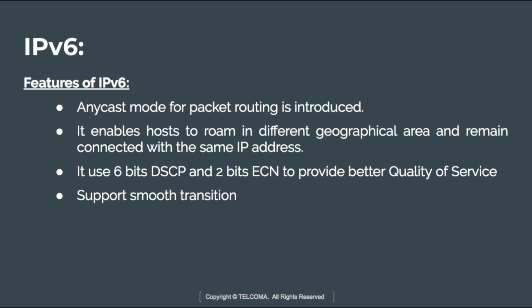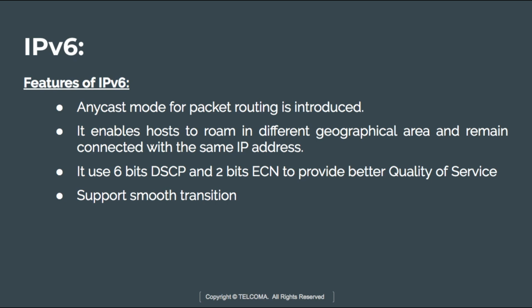It means here, as in IPv4, we have used a smaller number of bits for DSCP and ECN. So to enhance the quality of service information, here we have used more DSCP and ECN bits, that is a 6-bit DSCP, the Differentiated Services Code Point, and the ECN, the Explicit Congestion Notification, which is 2 bits.